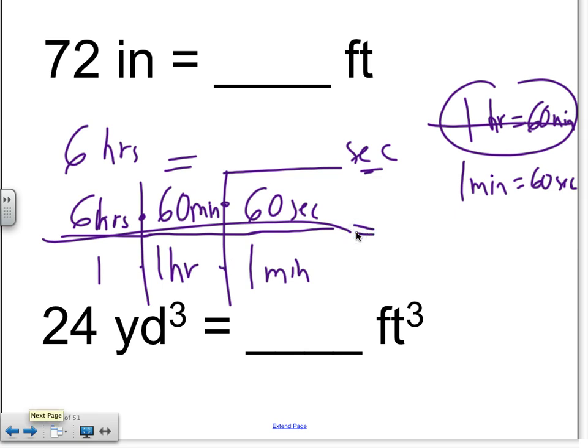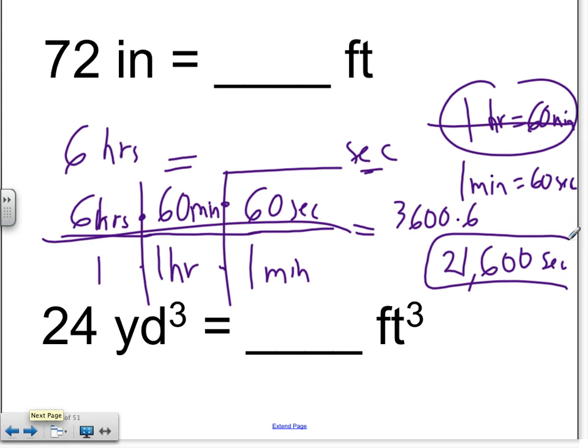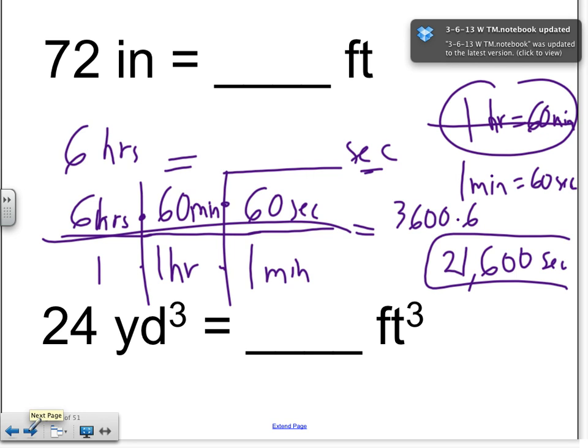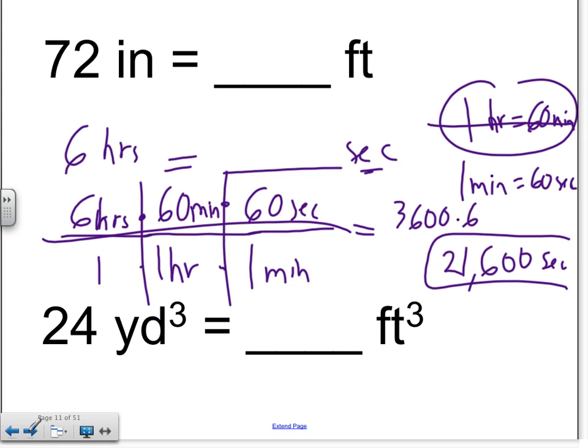So what is 60 times 60? 3,600. What's 3,600 times 6? 21,600 seconds. So that means if you're converting 6 hours into seconds, you get 21,600 seconds. And that's called dimensional analysis. Makes sense. A minute has 60 seconds. An hour has 60 minutes, so that's 3,600 seconds in an hour. You take that and multiply by 6, you have 21,600 seconds.